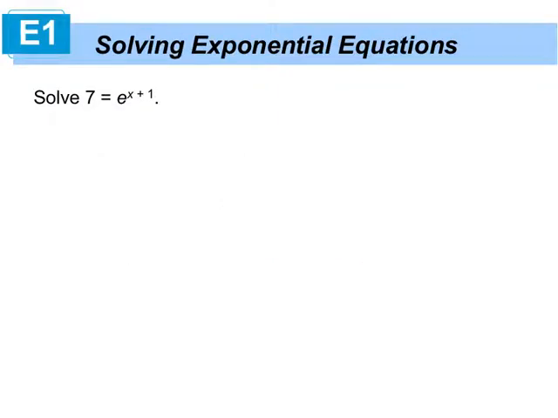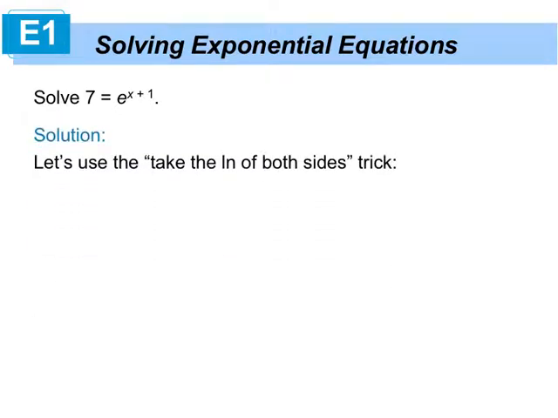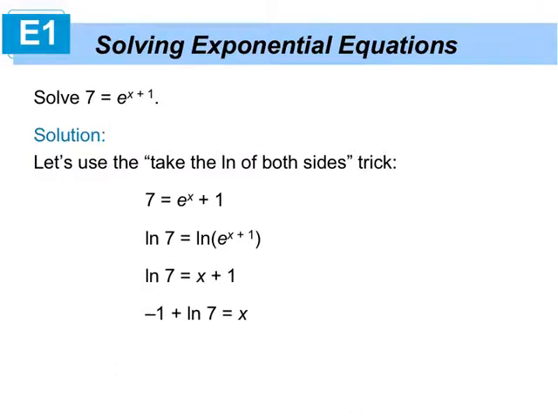Little pre-calc review. How do I solve that problem, Mary? Take the natural log of both sides, good. Then subtract the 1. What's the natural log of e to the x plus 1? x plus 1. Good. And what's the natural log of 7? We'll leave it in that form. Good, and then done.